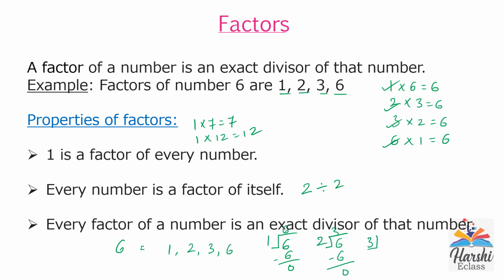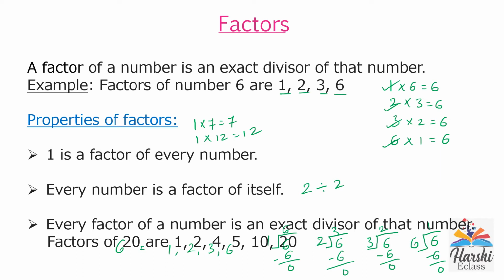Check with 3. 3 is also a factor of 6. 3 twos are 6, remainder 0. Next factor is 6. 6 ones are 6. So, every factor of a number is an exact divisor of that number. Exact divisor means the number which divides the given number without leaving any remainder.